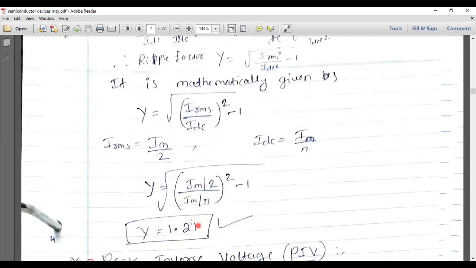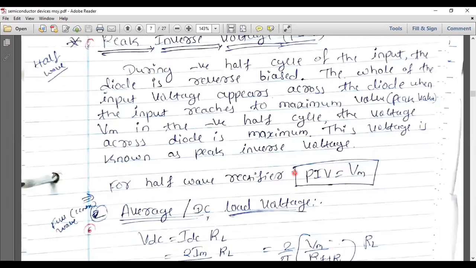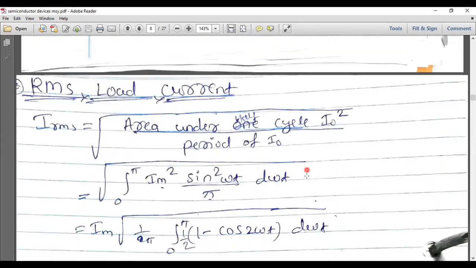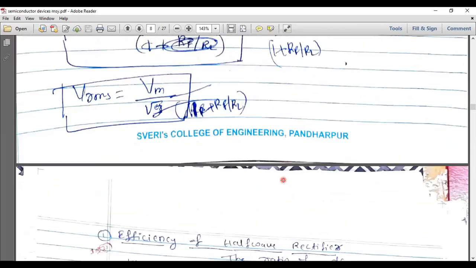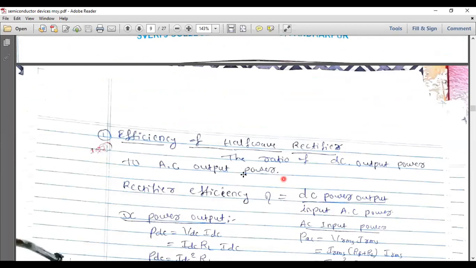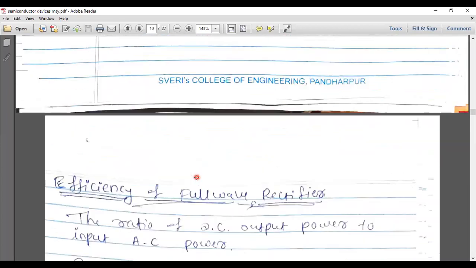Last, 1.21 is the ripple factor of the half wave rectifier. We are going to call that one the ripple factor. Ripple factor. So next we will continue with the explanation. Is it visible? Yes.